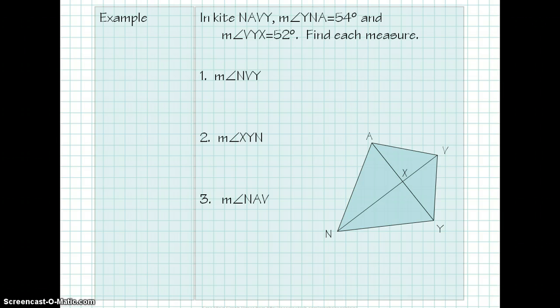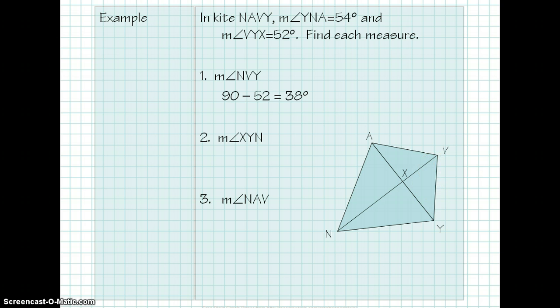So looking at some problems we have here, we have a kite, NAVY. The measure of angle YNA is going to be 54 degrees, and the measure of angle VYX, this little angle right here, is 52 degrees, and we want to find each measure. Well, the measure of angle NVY, we're going to take this 90 degrees here minus the 52 here, and we get 38 degrees for this one.